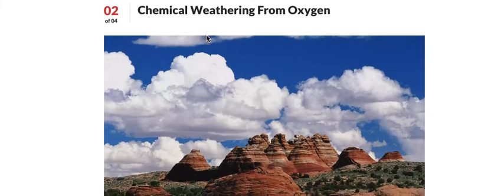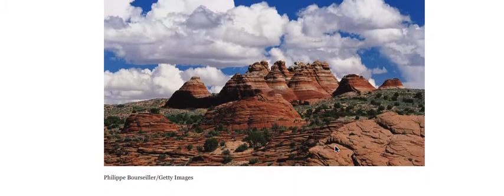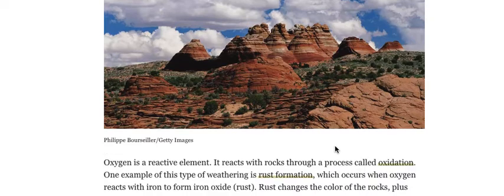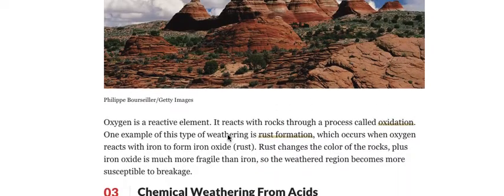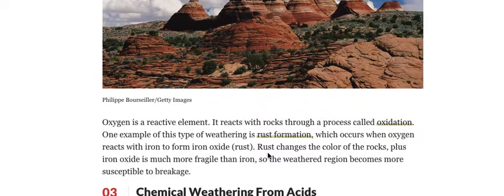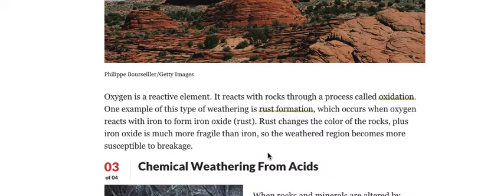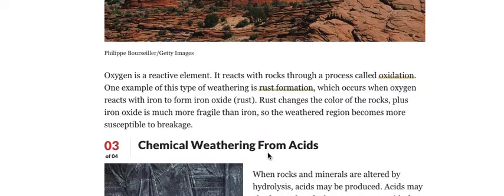All right, chemical weathering from oxygen. Look at these beautiful rocks. You see the red is really from iron in the soil or rock oxidizing. So oxygen is a reactive element. It reacts with rocks through a process called oxidation. One example of this type of weathering is rust formation, which occurs when oxygen reacts with iron to form iron oxide, rust. Rust changes the color of the rocks. Plus, iron oxide is much more fragile than iron, so the weathered region becomes more susceptible to breakage.